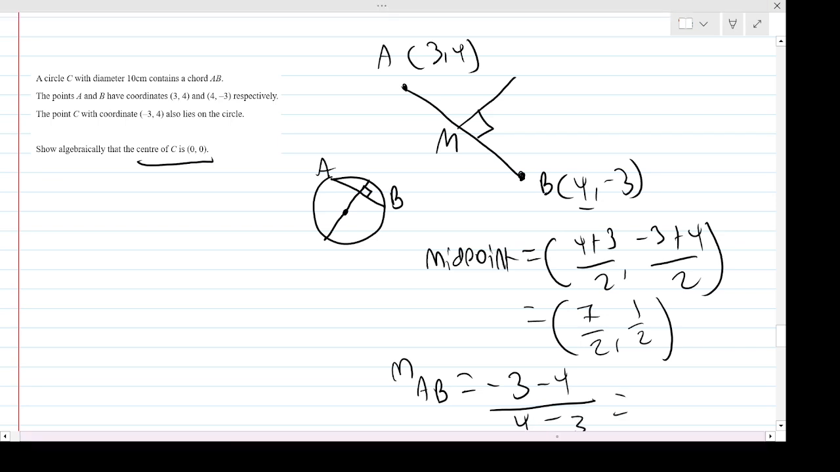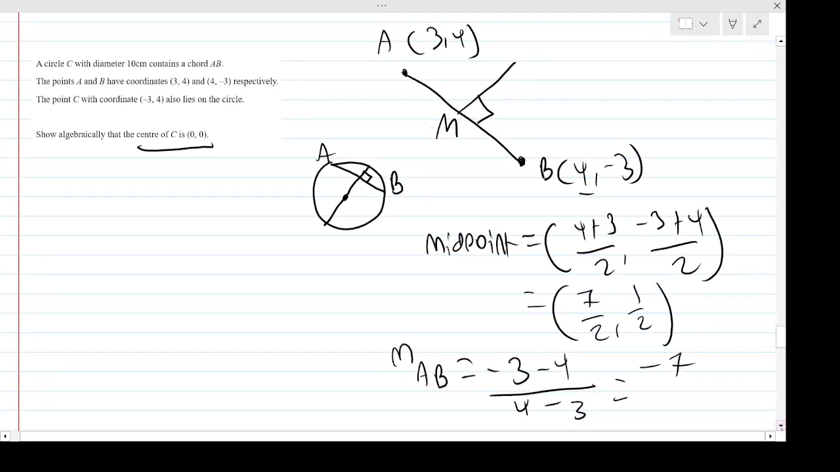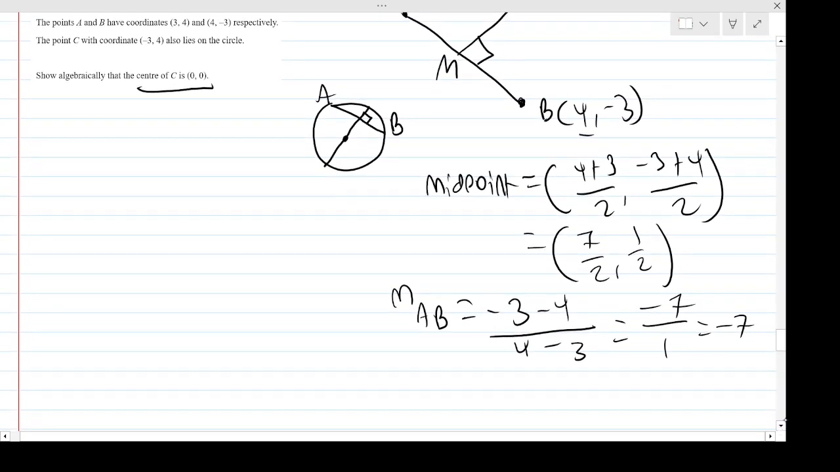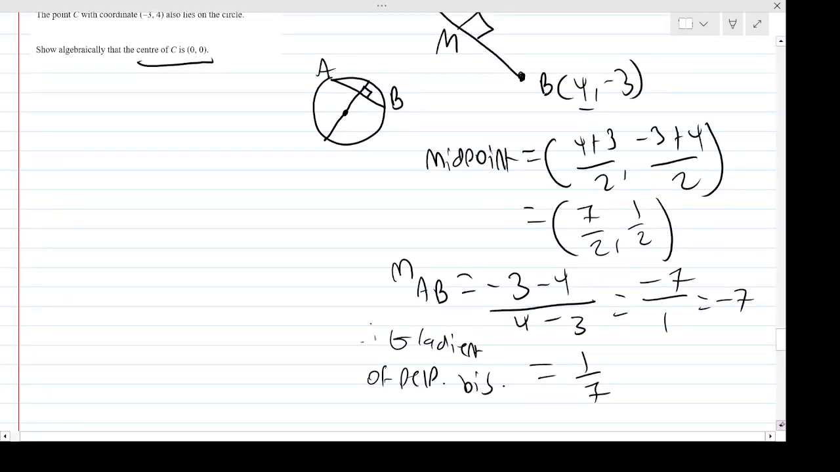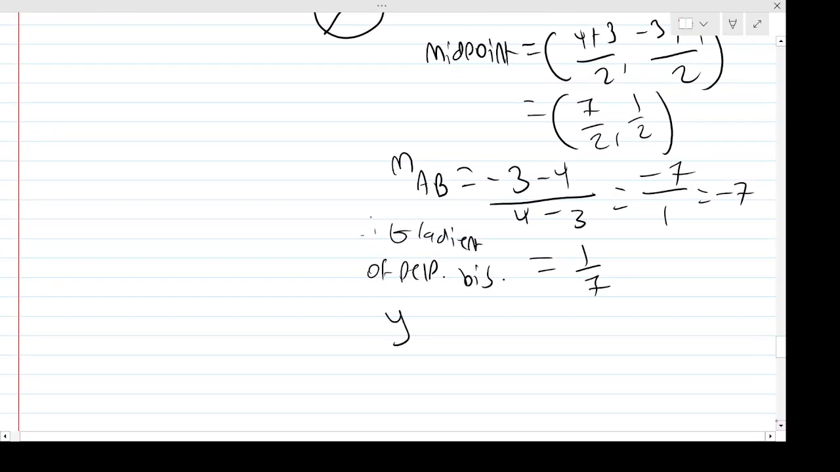That goes to -3 - 4 is -7. 4 minus 3 is 1, so it's just simply -7. Okay, so if the gradient of AB is -7, that means the gradient of the perpendicular bisector is equal to the negative reciprocal, right? So negative of negative 7, so that's positive then. Two negatives make a positive. Then flip the 7 and it will be 1/7. Okay, that's the reciprocal. Cool.